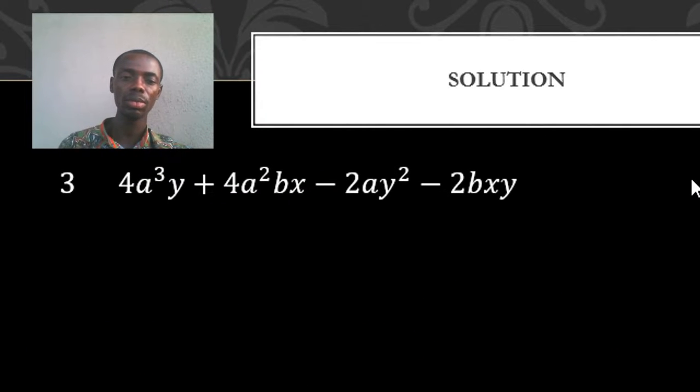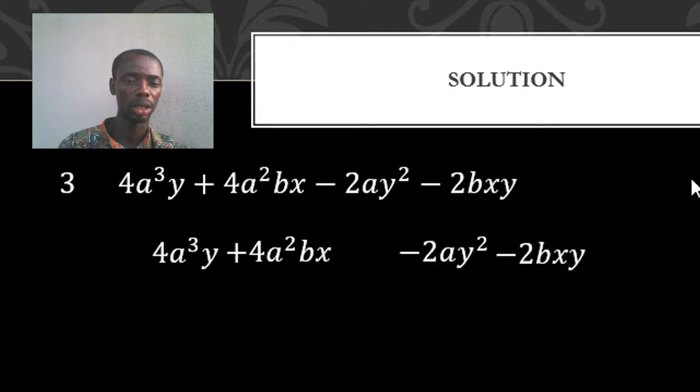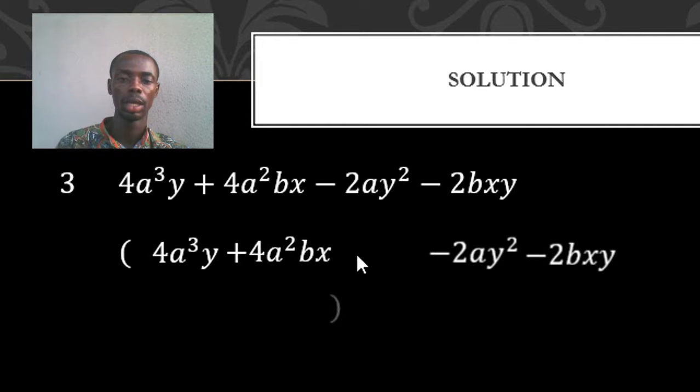Now, question 3. A bit robust and looking scary, but it's not scary. Don't be scared, okay? It's simple. Having four terms, I divide them into two already. The two here are here, the two here are here. So let me bring up my brackets and the use of my addition sign. I know you're not strange to that again.